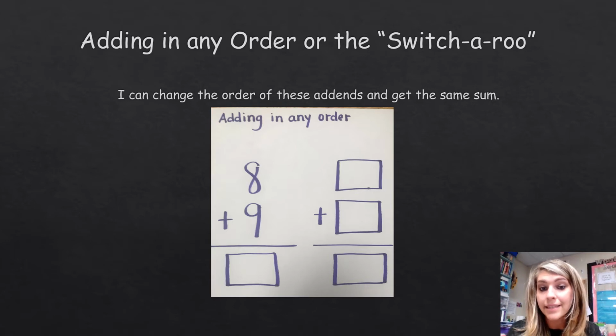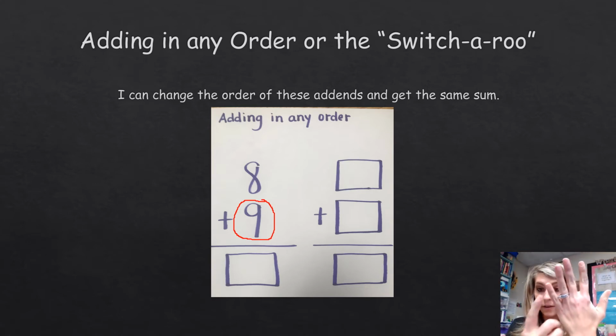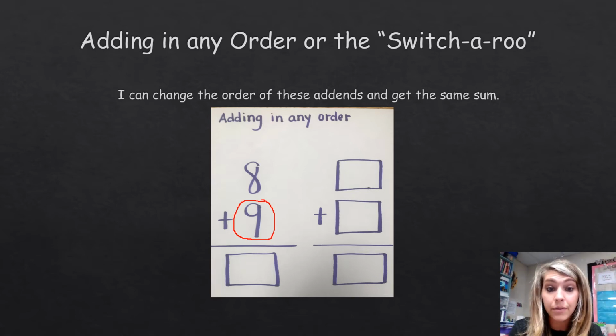So I have 8 plus 9. I'm going to go ahead and circle 9. It's my greater number, and we're actually going to talk more about this strategy in just a minute. But I have 9. I'm going to count on 8. So I have 9, 10, 11, 12, 13, 14, 15, 16, 17. There's 8. So I've counted on 8. So I know that 8 plus 9 is 17.